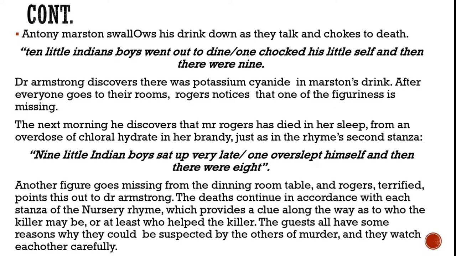Antony Marston swallows his drink down as he talks and chokes to death. Now the first line of the poem is, "Ten little Indians went out to dine. One choked his little self and then there were nine." So the first person who died was Antony Marston, who, if you people remember, killed two children with his rash driving, while he was speeding, and he was not even guilty. So this was his punishment, which was given to him by Justice Wargrave.